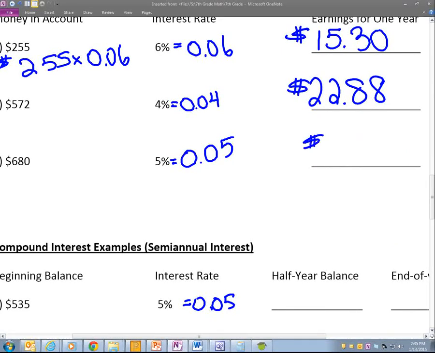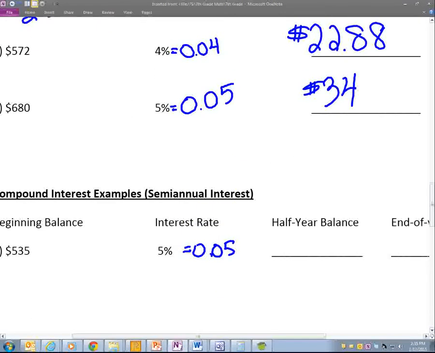$34. Just $34. Yep. Yes, ma'am. Yes, you may. Actually, hold off. I want you to get this one more time, okay? Can you wait for 4 minutes?